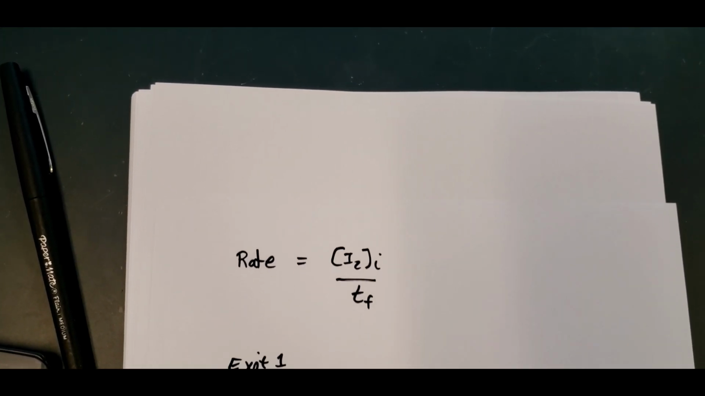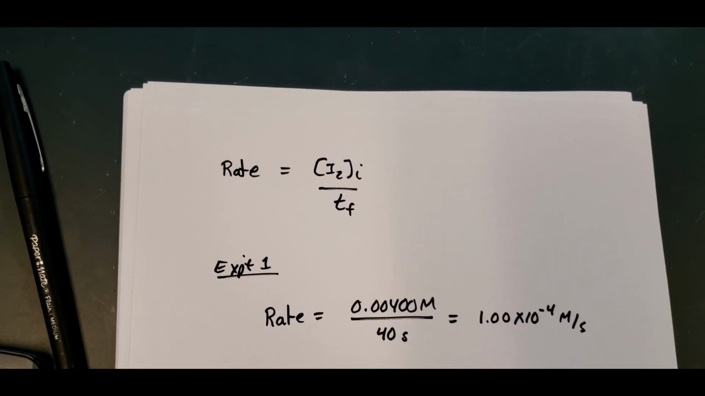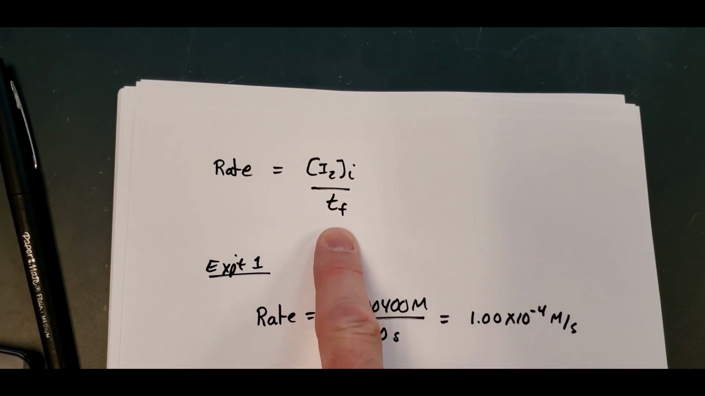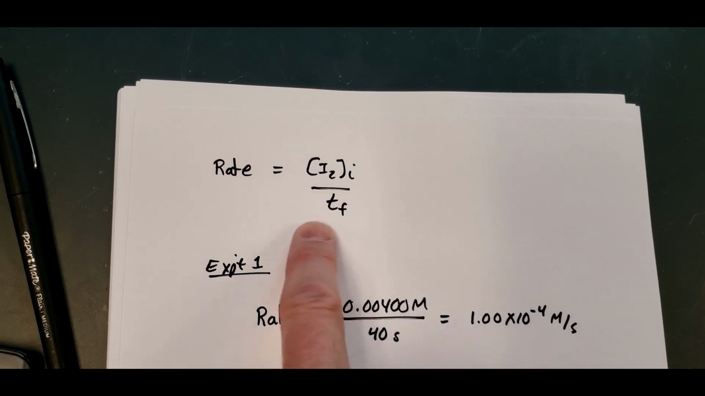Okay, so for the next part, we're finding the rates. If you look at the calculation sheet, the rate is going to be the initial concentration of the iodine. And that's why finding the initial concentrations was so important. Initial concentration of iodine divided by the time, the final time, because it was final minus initial, but the initial is always 0. So if we know the time that it took for the reaction, we divide that into the concentration of the iodine, we have the rate.